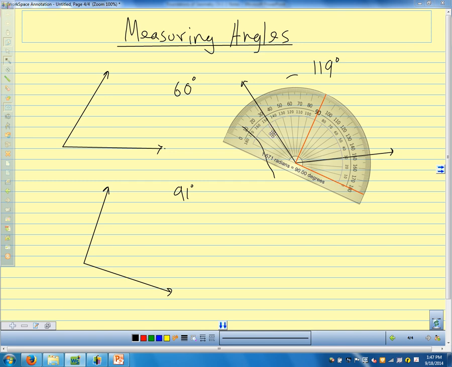That gives me 119 degrees. And that's just like we did with the number line, where we just counted the spaces. That's essentially what we're doing, counting the spaces between here and here. So we take the bigger number and subtract the smaller number. We can do it that way also.